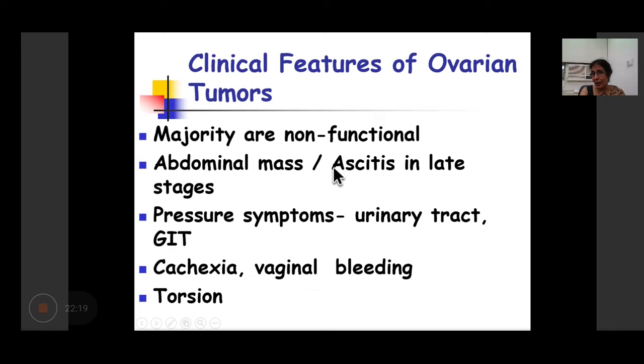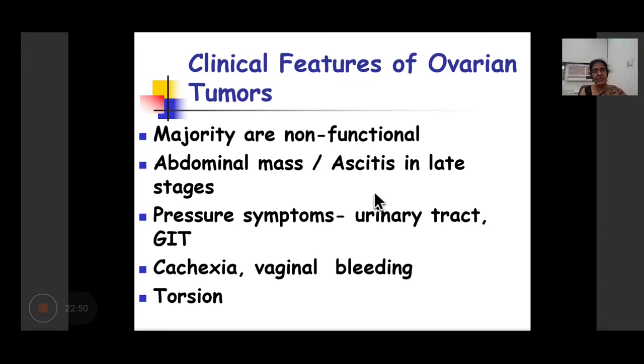The larger ones, the malignant ones, may present with an abdominal mass. They may spread into the peritoneal cavity and may present with ascites in the late stages. Or the large ones may compress the urinary tract, and the patient may have frequency of urination because of compression on the urinary tract. It may compress the colon, leading to colonic obstruction. So there may be pressure obstructive symptoms on the urinary tract or GI tract.